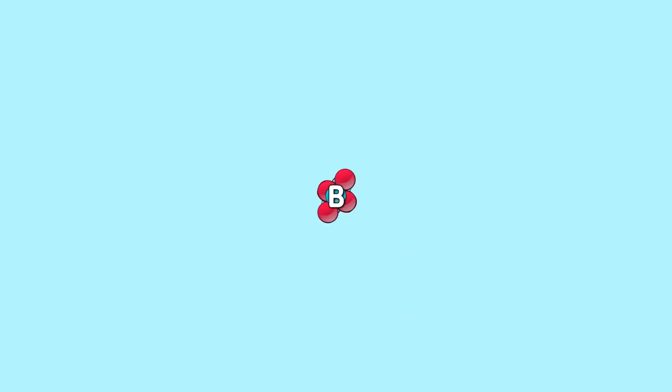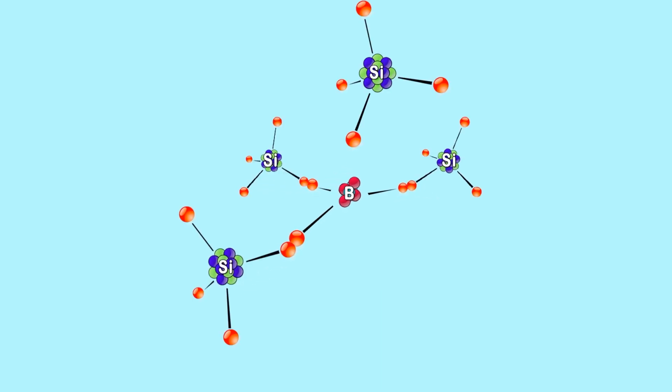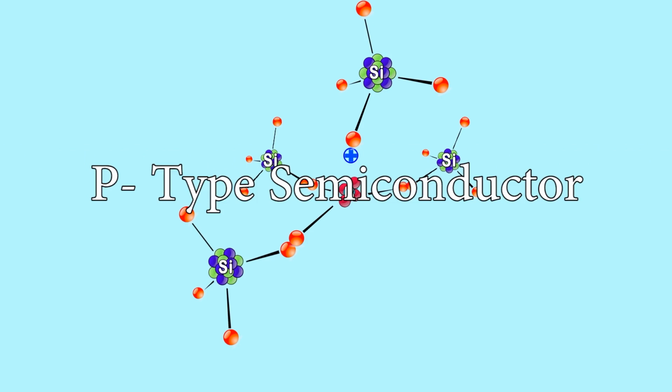Coming to boron, it has only 3 electrons in its valence shell. So the lack of an electron forms a hole. Other electrons move into the hole and create other holes. So it seems as if the positively charged holes are moving. So this type of semiconductor is known as P-type semiconductor.